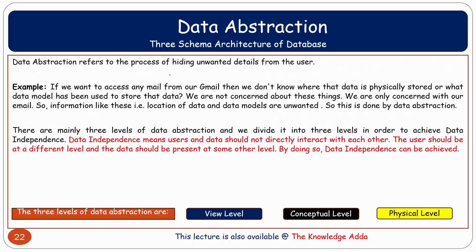So this is done by data abstraction, and there are mainly three levels of data abstraction, and we divide it into three levels in order to achieve data independence. As we discussed, data independence means the user and data should not directly interact with each other. The user should be at a different level and the data should be present at some other level. By doing so, data independence can be achieved. So currently we are discussing data abstraction. There are three levels of data abstraction: one is the view level, second is the conceptual level, and third is the physical level.